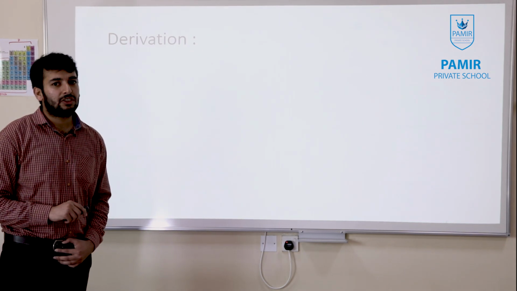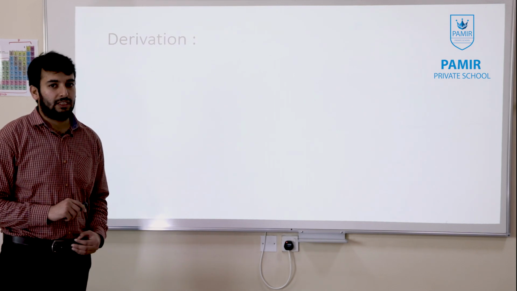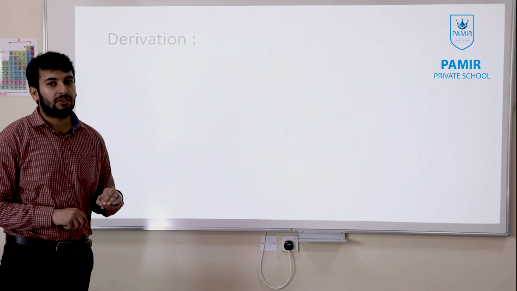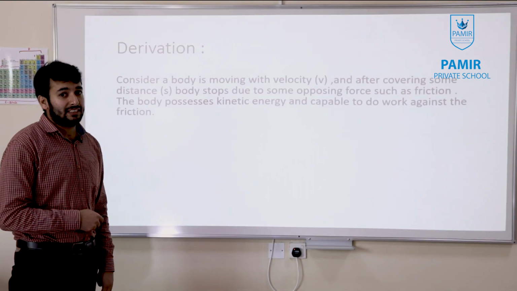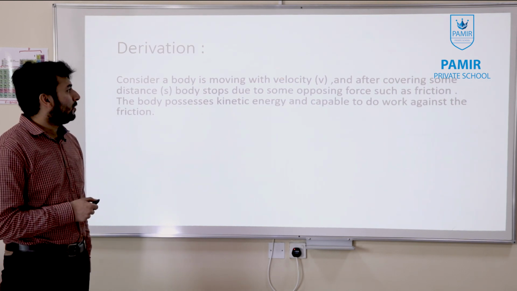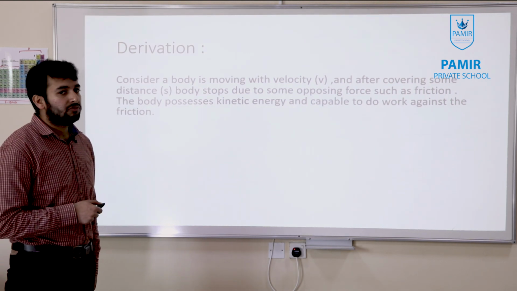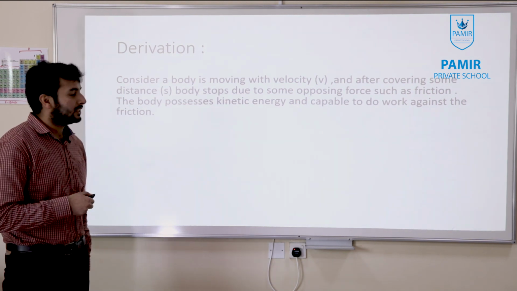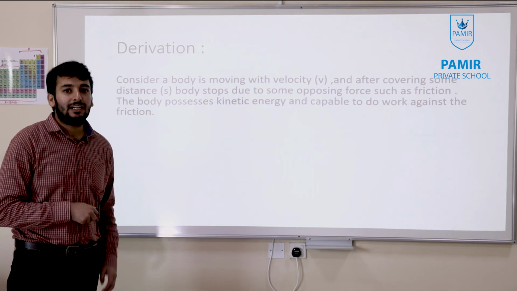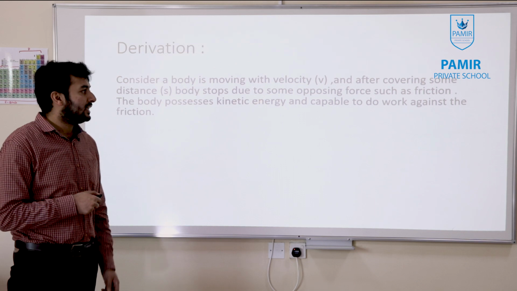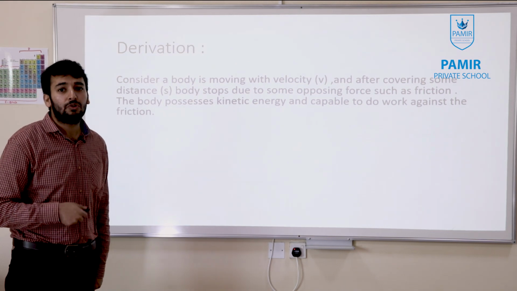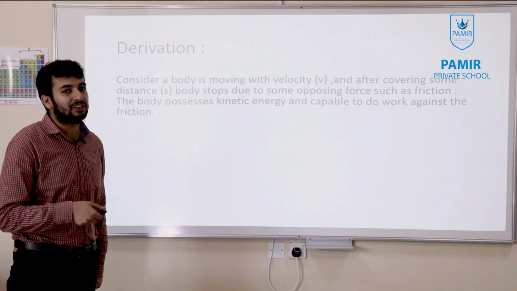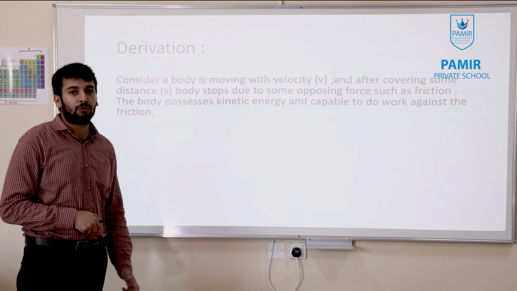In any derivation, first of all, you need to assume something. We need to take something to make the foundation, the base of the derivation. We will consider a mass which is moving with velocity v. Moving with velocity v means its initial velocity is v, and after some distance, as you know the symbol of distance is s, the body stops. The body stops, meaning it comes to rest due to some opposing force such as friction. Here we are going to take friction as the opposing force.